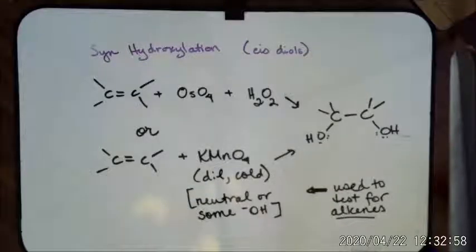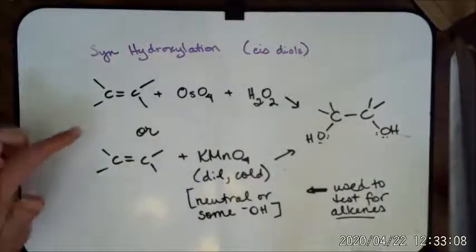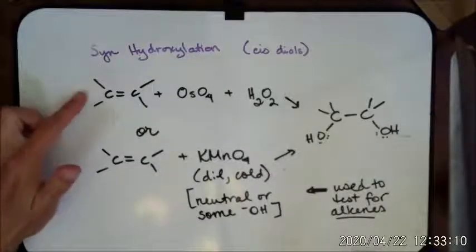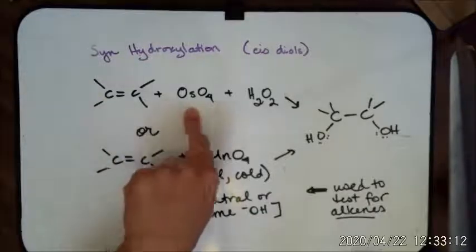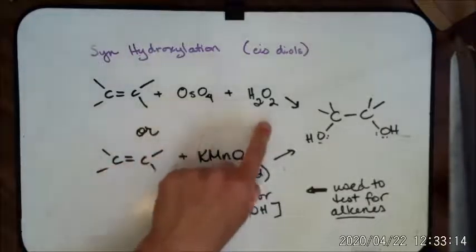Okay, so we know how to make trans diols. And so the question is, how do you make cis diols? And that means syn hydroxylation. Syn meaning they're going to add together on the same side. So to do that, for my alkene, I'm going to use osmium tetroxide, and I'm going to use hydrogen peroxide.